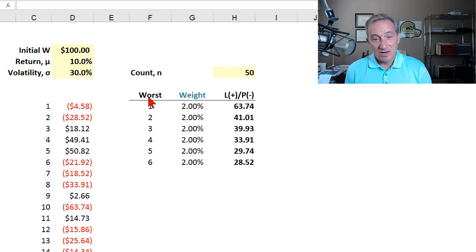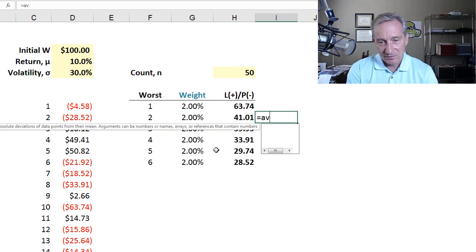And now, again, I'm still sorting my losses from worst to best in LP format. So among that 50, my worst here happens to be a loss of $63.74. However, because we've got 50 instead of 100 now, the implicit weighting on each of these is 2%. And so now the question is, what is the 95% expected shortfall?